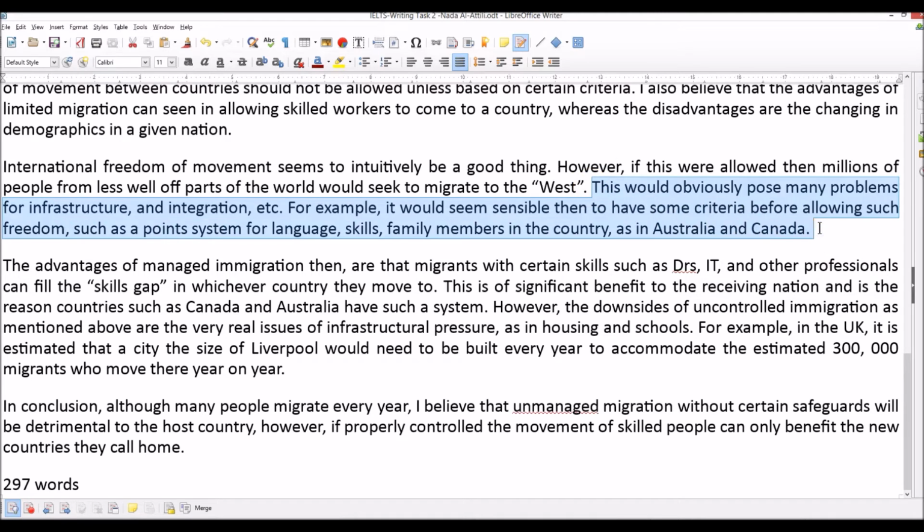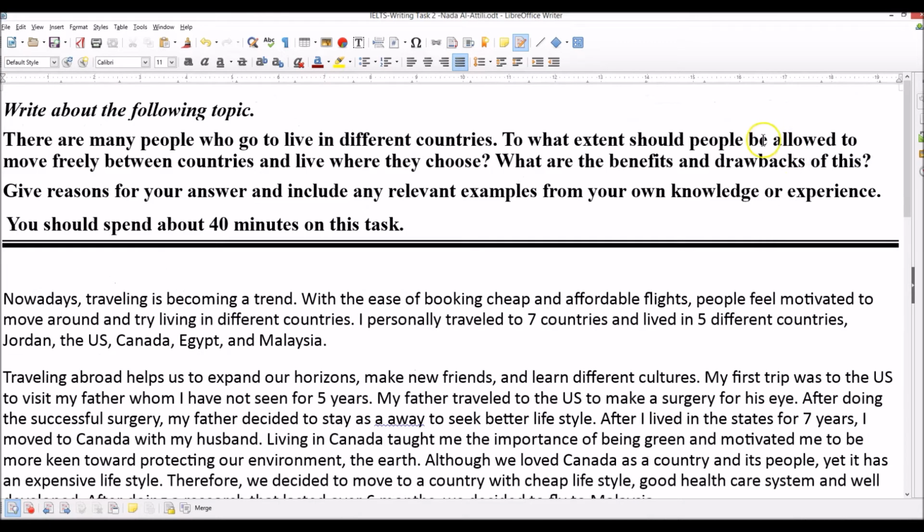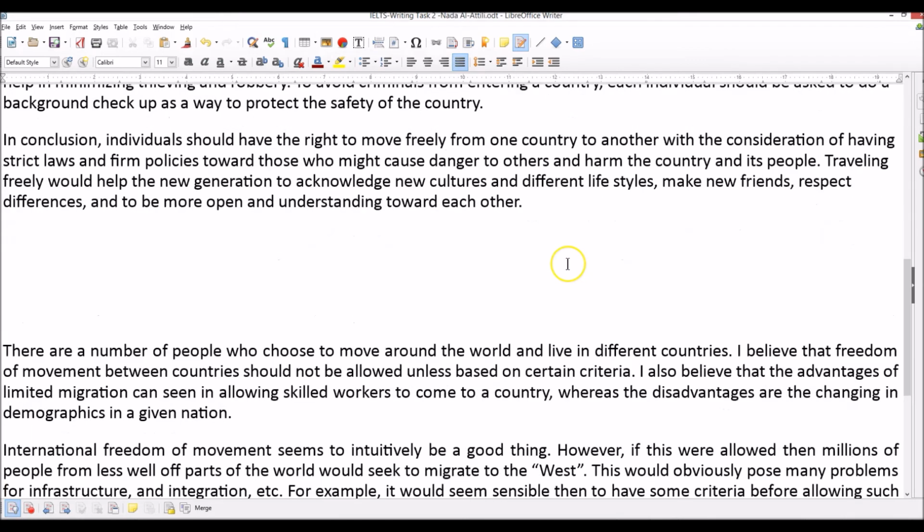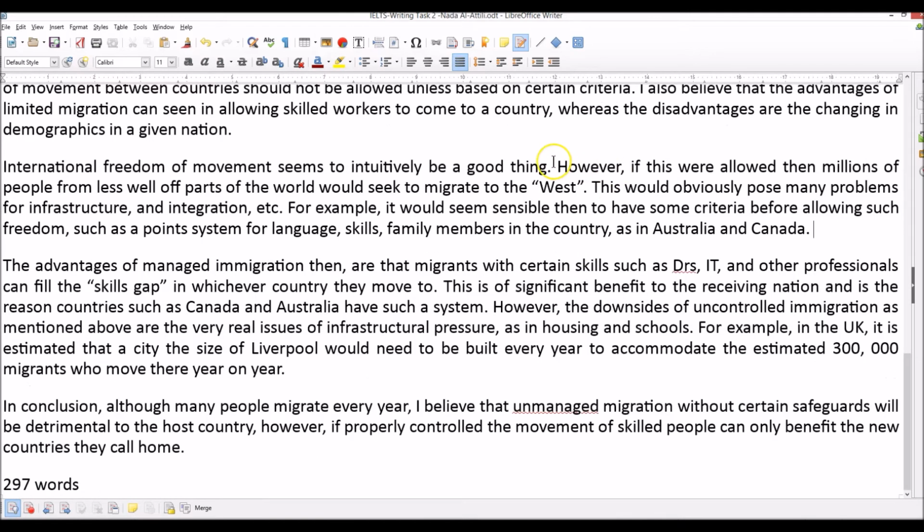I can't just go and live in Australia and Canada as an Englishman. I need a visa, I need points, I need things, so do other people too. So this is addressing the question, to what extent should people be allowed to move and live where they... I'm saying, well, not really. Because, you know, if this were allowed, millions of people would naturally want to migrate here, where our economy is better. This would pose lots of problems, so therefore it shouldn't be allowed unless we have some kind of system to decide who can come or not.